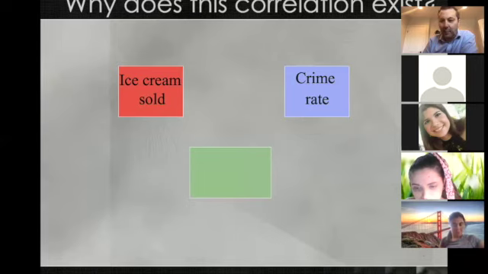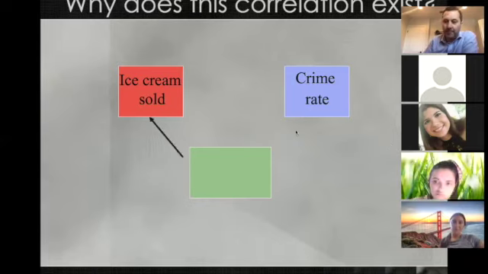Does anyone know what this third variable is, by the way? Feel free to write it in chat if you think you know what this third variable is. That's causing both the amount of ice cream sold and the crime rate. Karen, you got it right away. That's exactly right. So temperature is the main third variable.